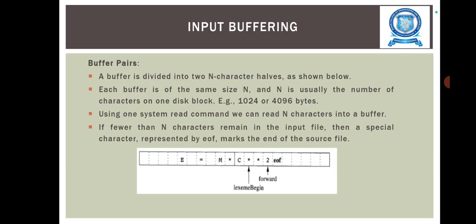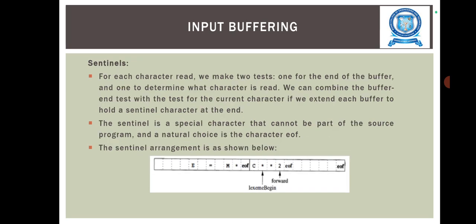Buffer pair. A buffer is divided into two n-character halves, as shown in this diagram. Each buffer is of the same size n, and n is usually the number of characters on one disk block, for example 1024 or 4096 bytes. Using one system read command, we can read n characters into a buffer. If fewer than n characters remain in the input file, then a special character represented by EOF, which means end of file, marks the end of the source file.